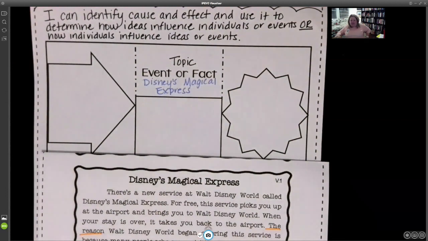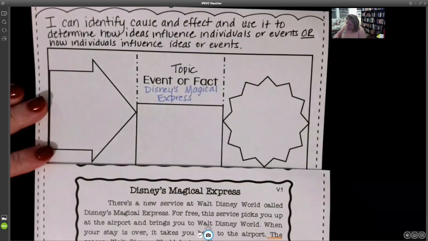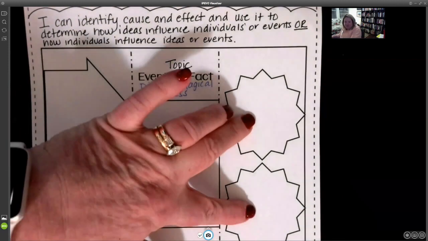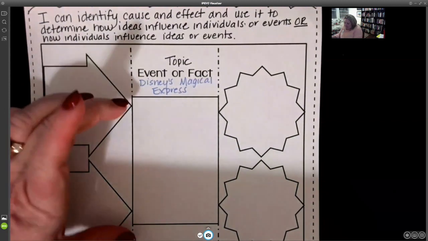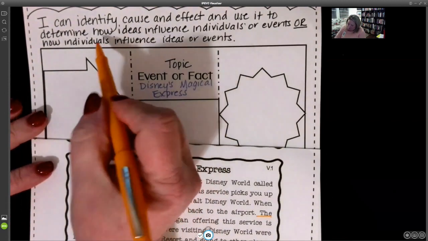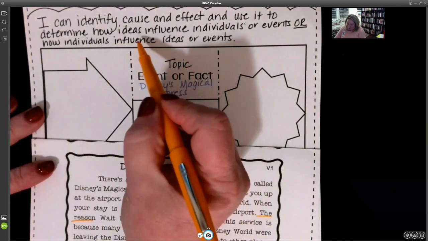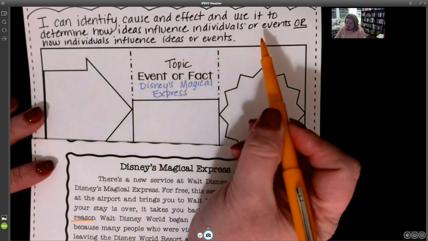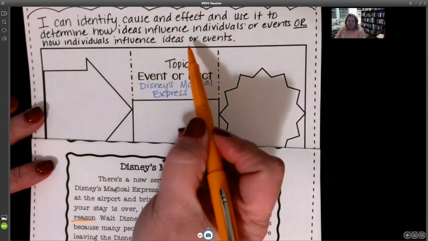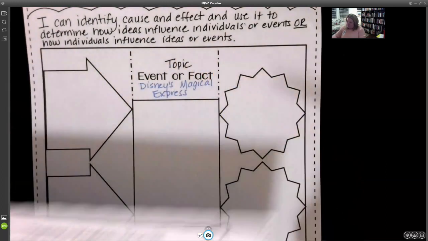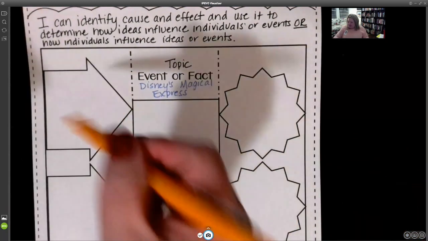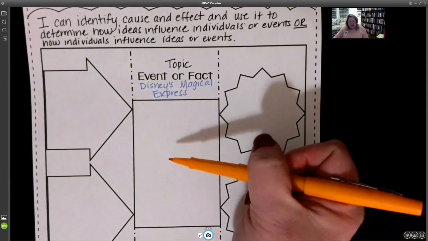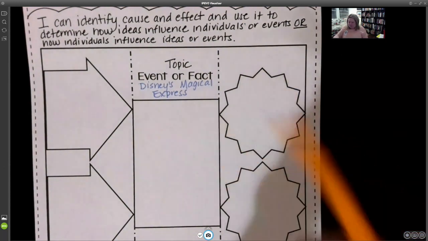Topic, event, or fact. So I'm going to come up with 2 causes, and then I'm going to come up with 2 effects. And in the middle, we're going to do this part. We're going to determine how these ideas influence individuals or events, or how the individuals influence ideas or events. So that's going to be in the middle. So we're going to start with our causes, then we're going to move to our effects, and then we're going to try to determine the effect of those. So here we go.